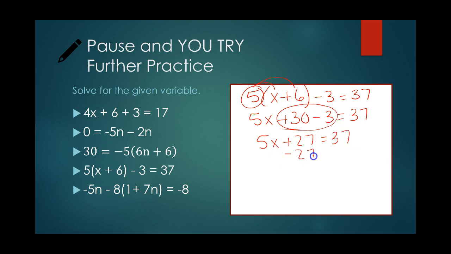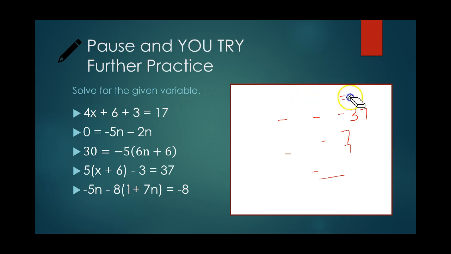Now I can start to undo my operations to get that variable by itself. Divide by the coefficient, and you get x equals 2 again. But again, hopefully you're starting to feel a little bit more comfortable with these. The more practice that you do, the better you'll get. All right, and the last one.